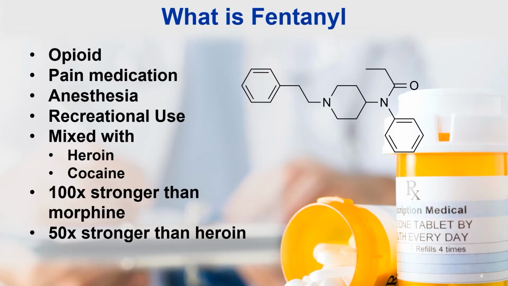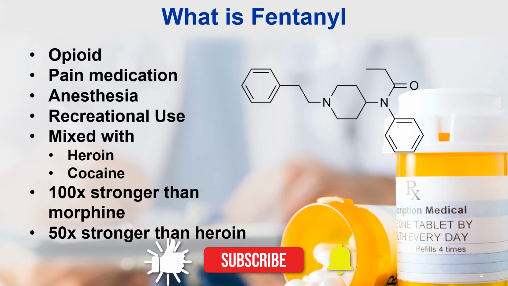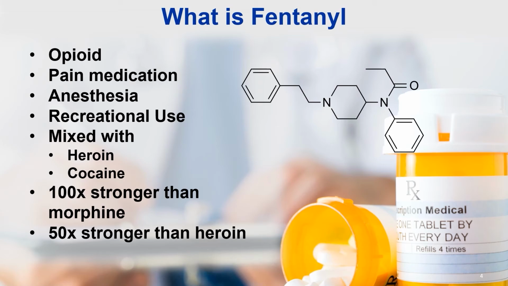So fentanyl is a synthetic opioid. That is a very important medication for the control of pain and also used in anesthesia. Unfortunately, in the wrong hands, it can be very dangerous when used recreationally. We see it mixed with heroin and cocaine, and this is dangerous because it's 100 times stronger than morphine, 50 times stronger than heroin. So if the person preparing the illicit drugs gets their math wrong, it can cause a lot of trouble.